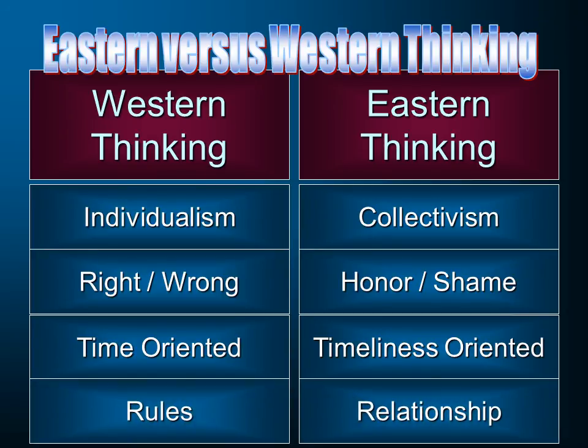In the West, we're all about rules. So we have stop signs, and we have these kinds of signs and that kind of signs, and just follow the rules. In the East, they still have rules, but it's more about relationship. And sometimes we lose track of relationship. It comes naturally to the Eastern mind.